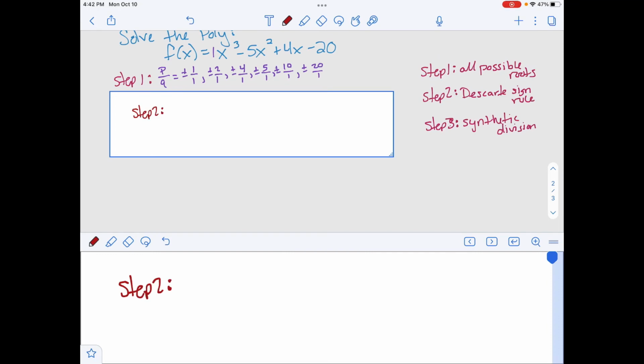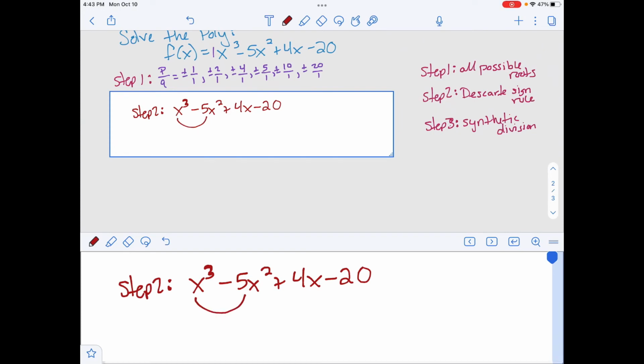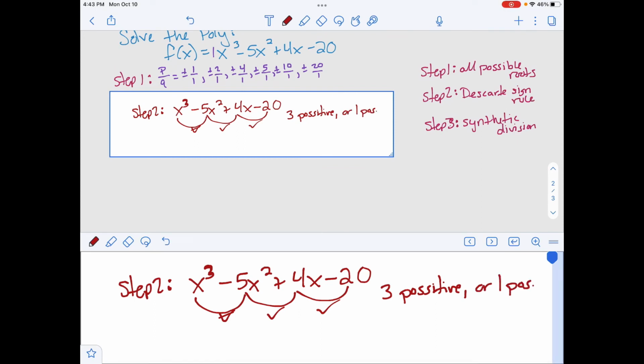The sign rule. So with Descartes' rule of signs, we're going to look at that, and we have x to the third minus 5x squared plus 4x minus 20. How many sign changes do we have? We go from positive to negative. There's 1. We go from negative to positive. There's 1. Positive to negative. There's 1. Which means we either have 3 positives or 1 positive. Let's see if there's any negatives.